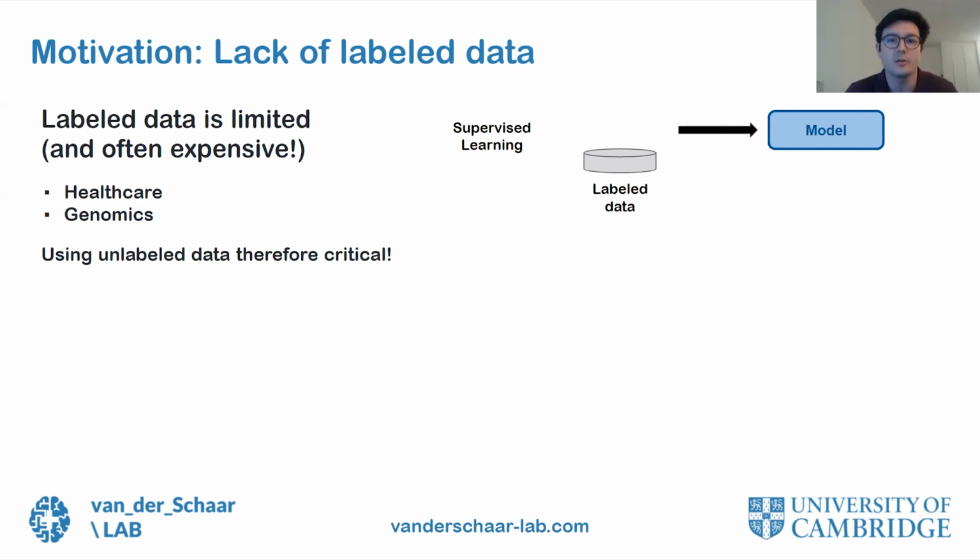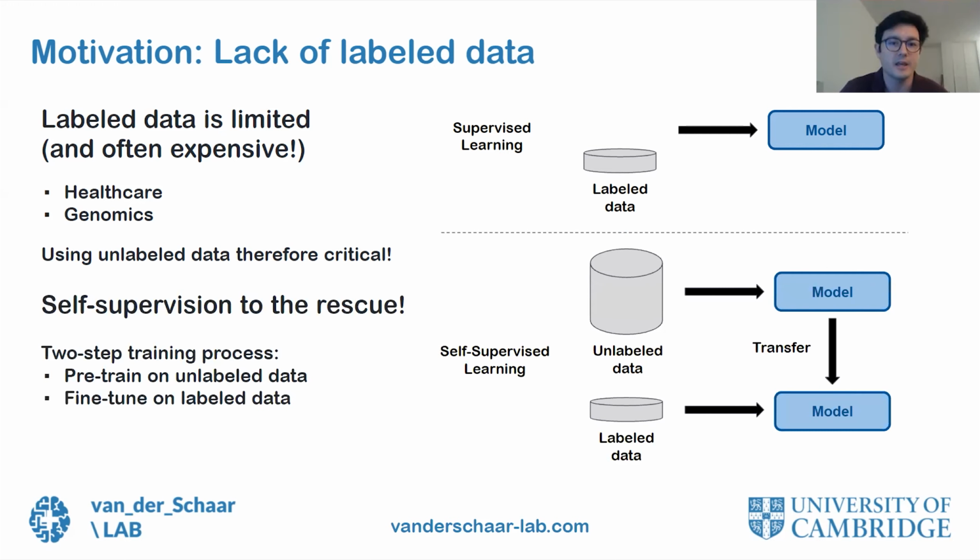And this scenario is very common across many scenarios in healthcare, genomics, and other omics situations. And therefore, using unlabeled data is critical. Thankfully, in many cases, we do actually have access to large quantities of unlabeled data. And this is where self-supervised learning can come into play. So self-supervised learning adopts a two-stage training process. In the first step, we pre-train a model using unlabeled data. And then using a small quantity of labeled data, we transfer the insights learned on the unlabeled data to this labeled data set and fine-tune the model using this limited quantity of labeled data.